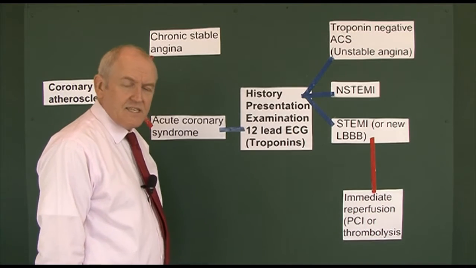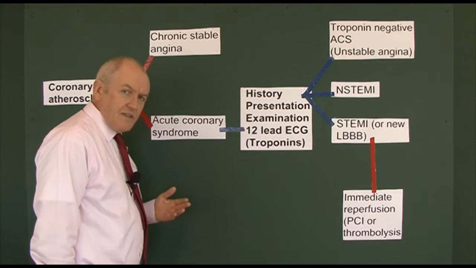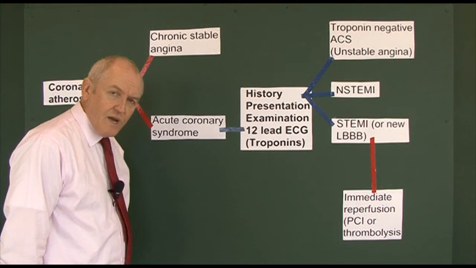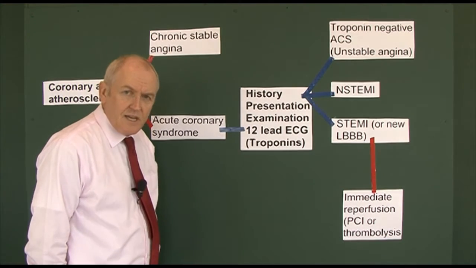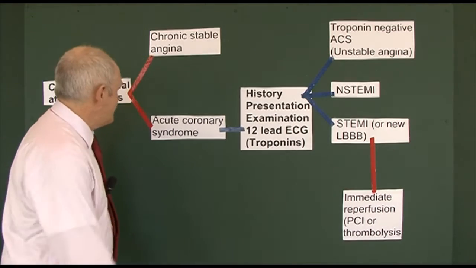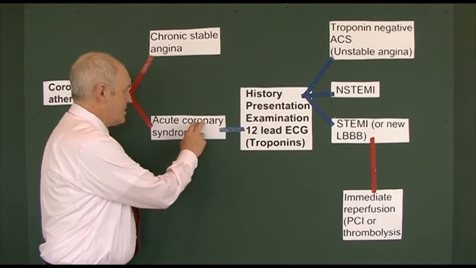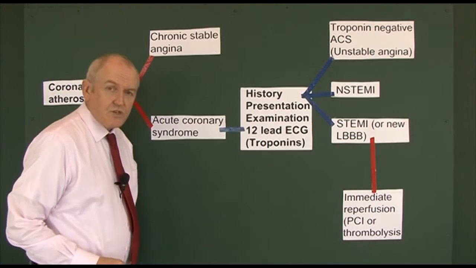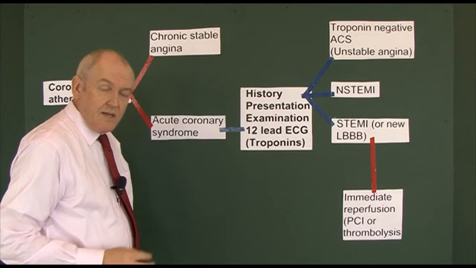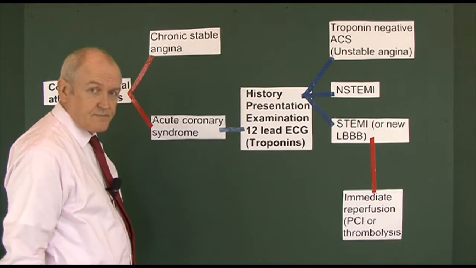But if the plaque is destabilized, that can generate thrombus formation. And when you get thrombus formation in the coronary artery, this happens acutely, and this gives rise to the acute coronary syndrome. So this is caused by thrombus developing in a coronary artery.